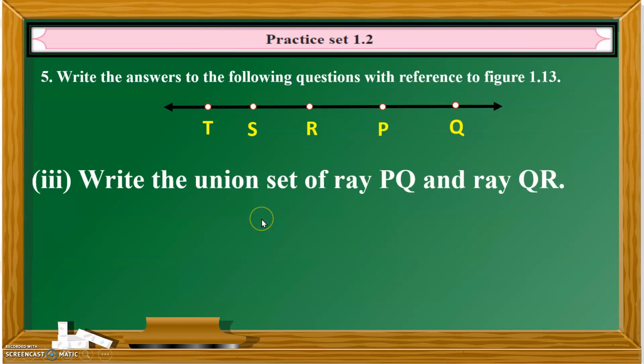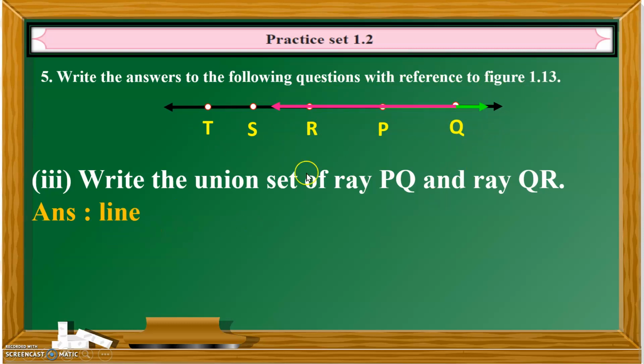Write the union set of ray PQ and ray QR. Union means you have to take all the elements of ray PQ and ray QR. So let's have ray PQ first. This is ray PQ and ray QR. Ray QR is in this direction. So what will be the combination of this? It will be a line containing all these points, right?